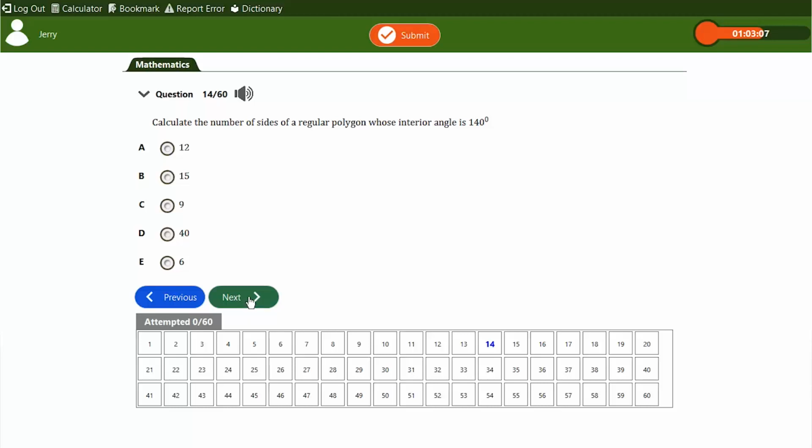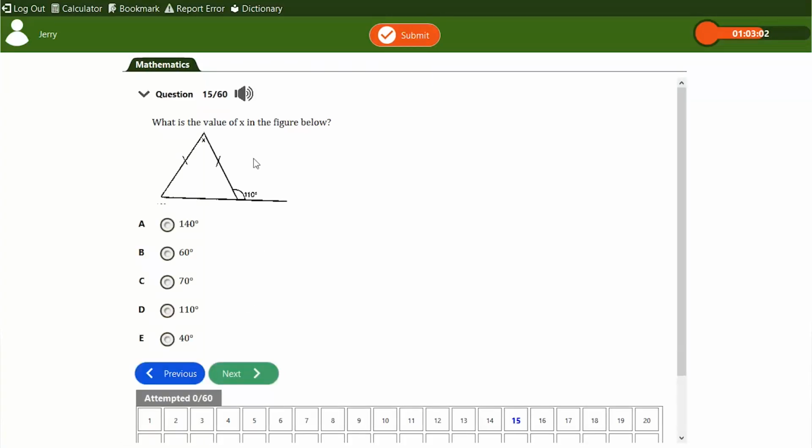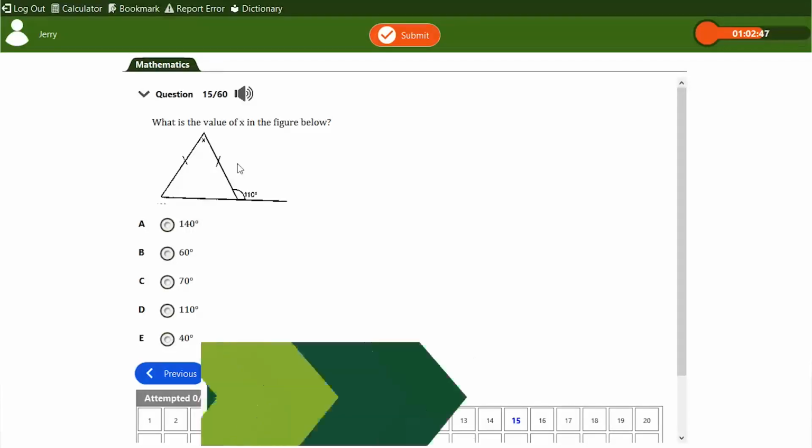This one is calculate the number of sides of a regular polygon. No, this is not what we are treating. Okay, now look at this. What is the value of x? I think I should solve this for you. What is the value of x in the figure below? Let's just quickly see the value of x in that figure.